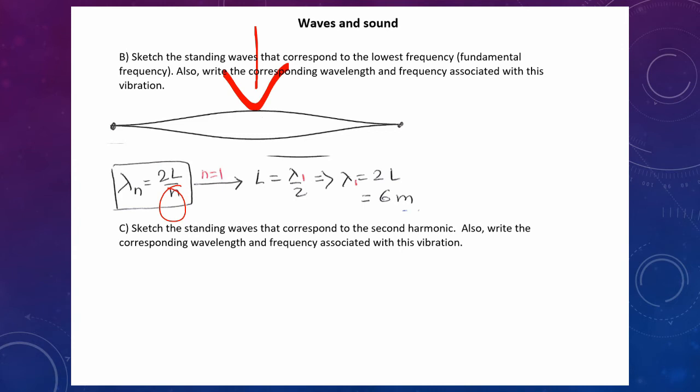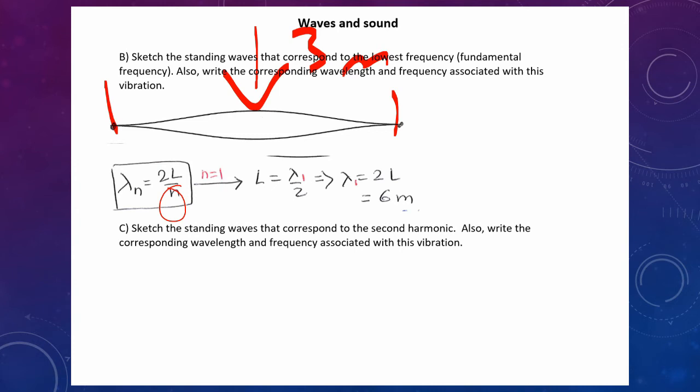Plugging that in, using the length that we had in the previous part, which was 3, we end up with 2 times 3, which is 6. And the length, again, is 3 meters long. So what this is saying is that the wavelength is 2 times the length. And that just makes sense here.